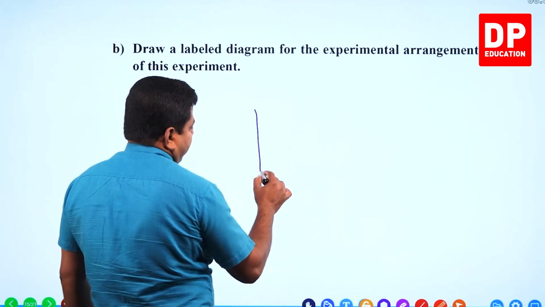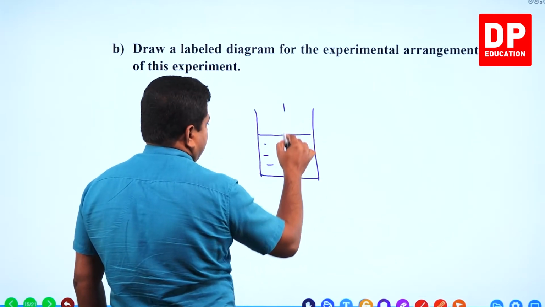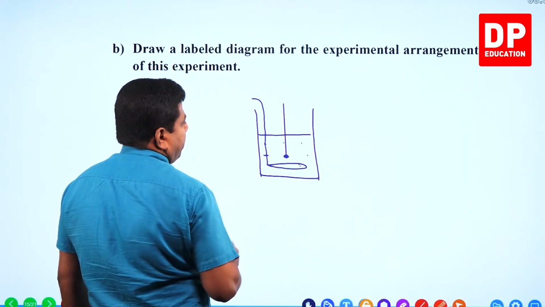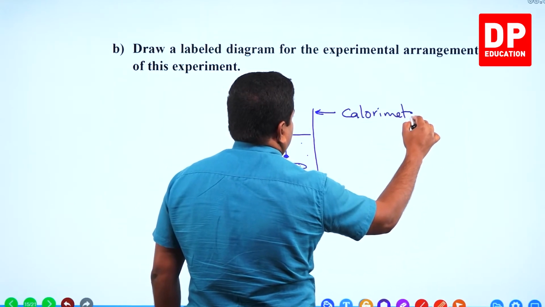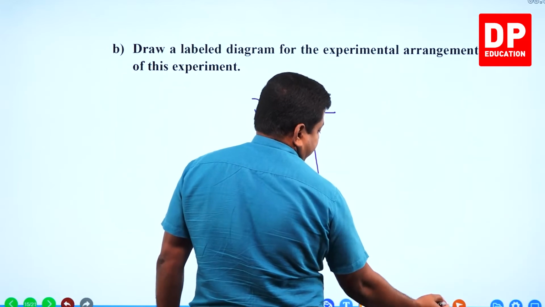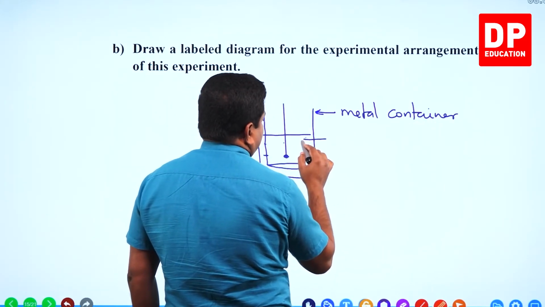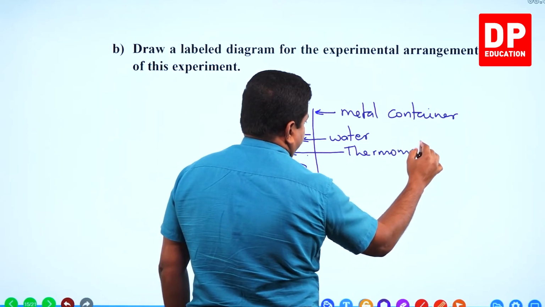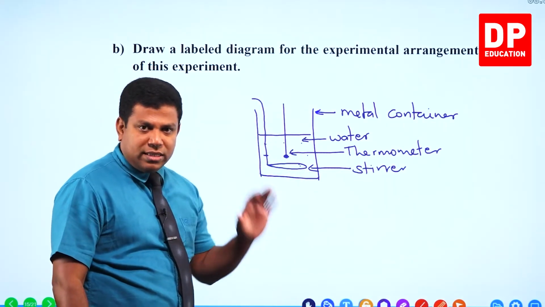Okay. So you have a calorimeter filled with water, and then you keep a thermometer, then you keep a stirrer. Let's name them. Calorimeter. Did they say calorimeter or metal container? They said metal container, so we'll write metal container. Then this is water. Thermometer. And a stirrer. You don't necessarily have to show the stand and the glass here. So that's enough. Next.